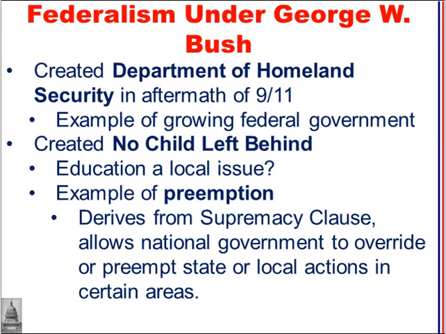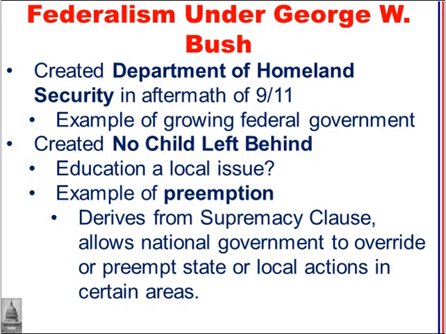And with 9/11, there's also an expansion of national power. George W. Bush added a new department to his cabinet, the Department of Homeland Security. He also passed No Child Left Behind. A lot of conservatives say that education is a local issue, best left to the states and the counties. But No Child Left Behind was a huge increase in the role of the national federal government in education. And this is an example of preemption, which is a concept derived from the Constitution's Supremacy Clause that allows the national government to override or preempt state or local actions in certain areas, in this case, education.